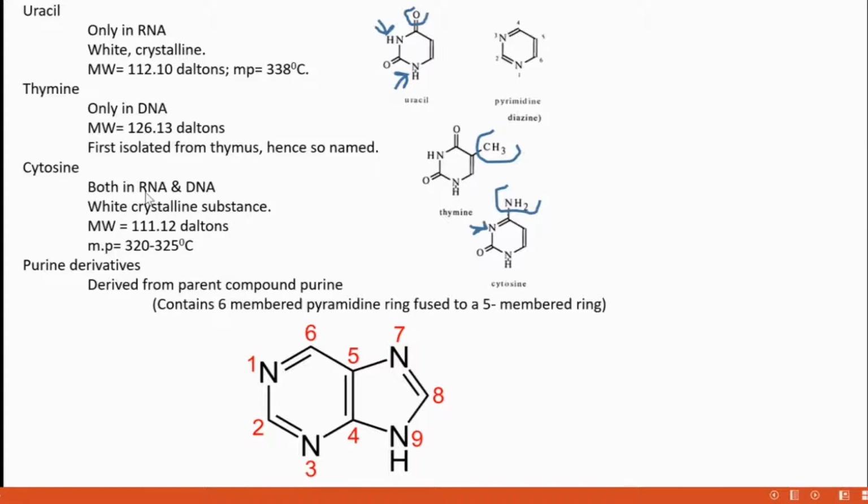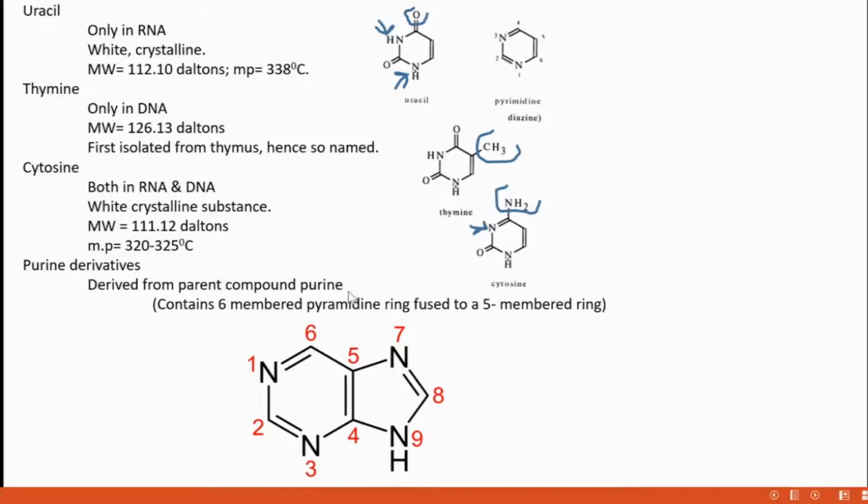Next is cytosine. Cytosine is present in both RNA and DNA. It is also a white crystalline substance. Its molecular weight is 111.12 Daltons. Melting point is 320 to 325 degrees Celsius. That's about pyrimidine derivatives. Then we are going to see purine derivatives.